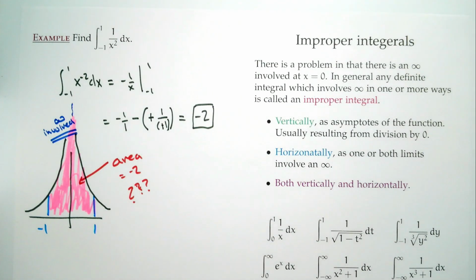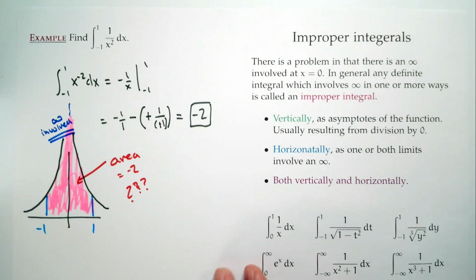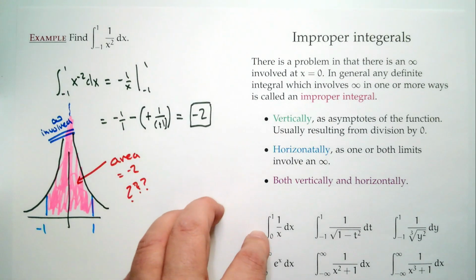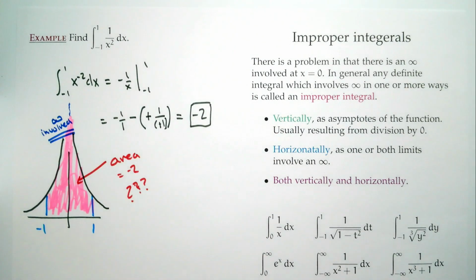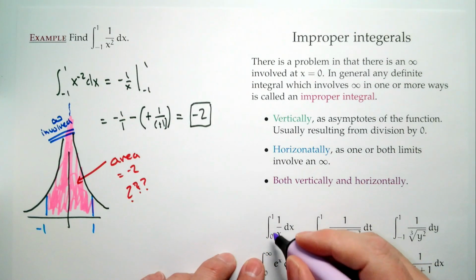Okay, so I claim that these are examples of functions which are improper. They involve infinities horizontally and vertically. So let's just think about it. Which ones are which? 1 over x. Is that vertical, horizontal, or both? It's vertical. Why is it vertical? It's vertical because there's an asymptote for 1 over x. Where is the asymptote? At 0. And notice that 0 is our bound.